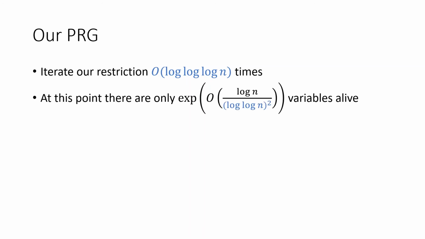Something I swept under the rug there a little bit, though, is that the error of our restriction is increasing with each iteration. It's getting worse and worse. For that reason, we only iterate our restriction log n times. After that, there aren't too many remaining living variables. This allows us to finish the job using a prior pseudorandom generator by Lee. This prior pseudorandom generator is only near optimal, but since we have so few variables left, it only uses O of log n truly random bits.